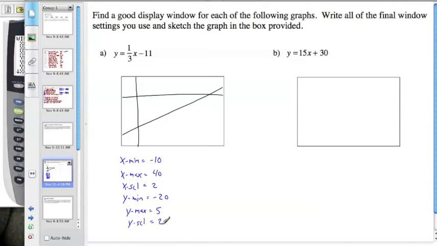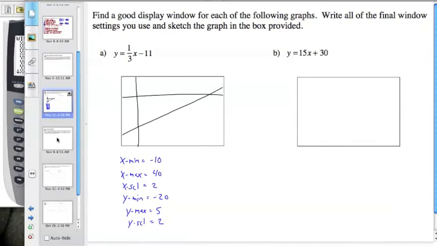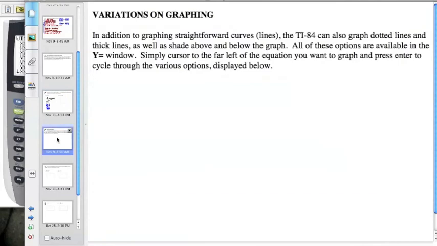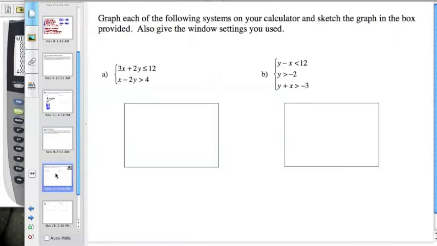So you're going to do the rest of those on your own, and you can check where the notes are posted for the rest of the answers and compare. So the next thing we want to talk about is some of the things we can do with our graphs, the variations that we can do. If we want to do shading and stuff, here's where we'll do it. So the first thing we want to do is graph each of these equations separately.